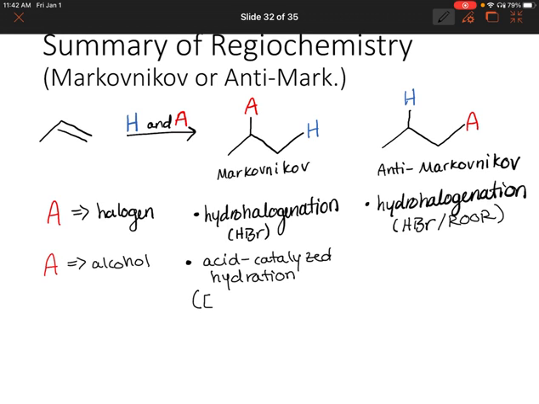So remember, we would add something like sulfuric acid or phosphoric acid, so a strong acid, but it is catalytic, so it regenerates in the reaction. And then we'd also add water, which is what's providing our OH group. Okay, now which reaction would we perform to get the anti-Markovnikov addition? Hydroboration oxidation.